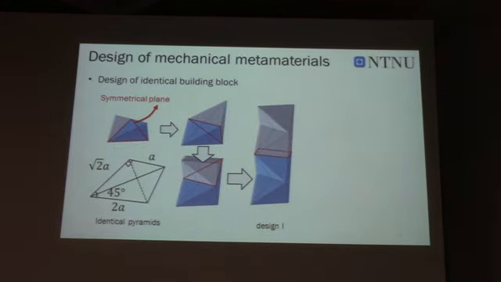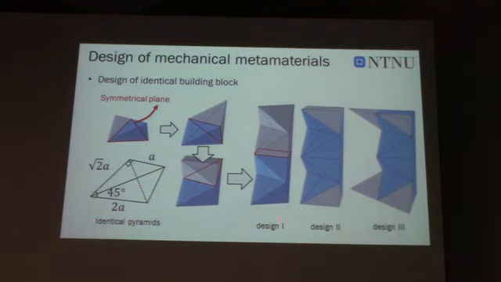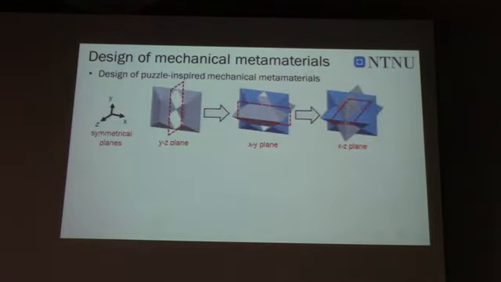I started from a simple geometry, the pyramid, and only used the principles of symmetry. I repeatedly built on this simple geometry by choosing symmetrical planes, and after repeating 4 times I got my first building block design. Repeating more gives design 2 and design 3, which I call my family of mechanical metamaterials. Then I need to assemble these building blocks, again using symmetry: I repeat the building blocks across the YZ, XY, and XZ planes. This is my initial design of these mechanical metamaterials.